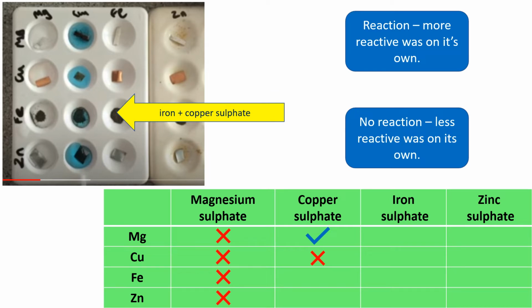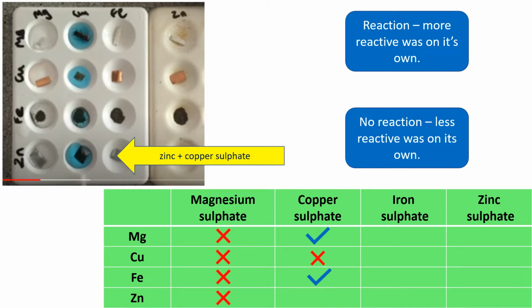Next one here, iron plus copper sulfate. If you look carefully, you can see a slight colour change. You can see the blue of the liquid is actually slightly paler, and you would see bubbling there. There is a reaction. And then finally, zinc plus copper sulfate. Again, there's a slight change in the colour of the blue. There would be some bubbles. Yes, there's a reaction. Now you can imagine this is why we do this as a practical rather than as a teacher demo or watching a video.